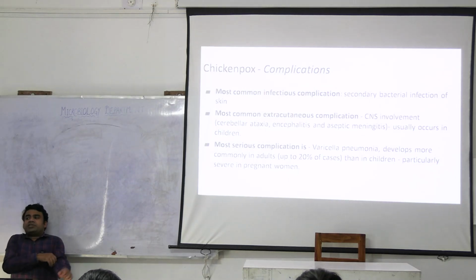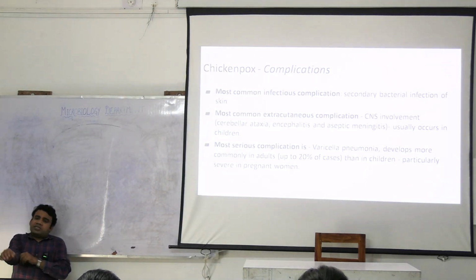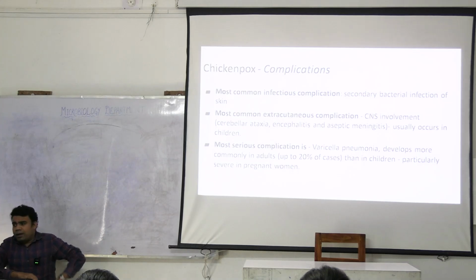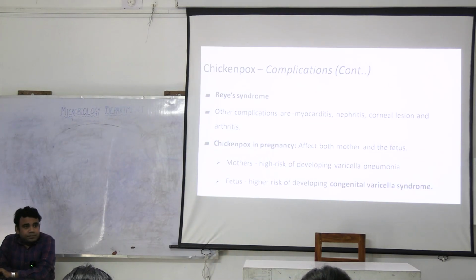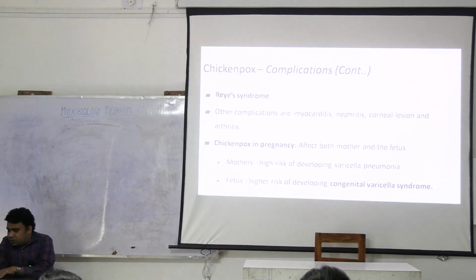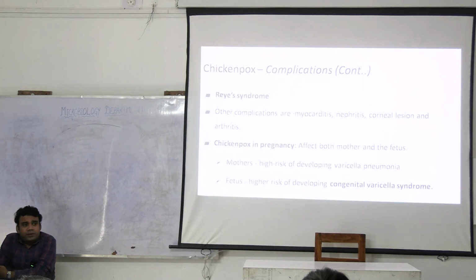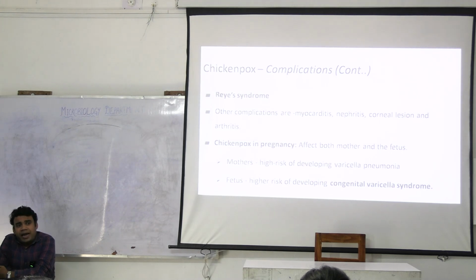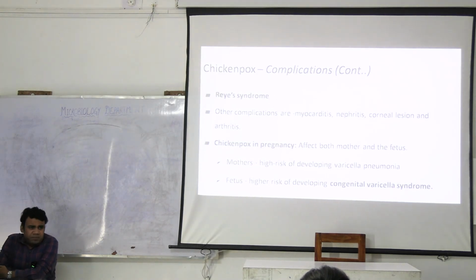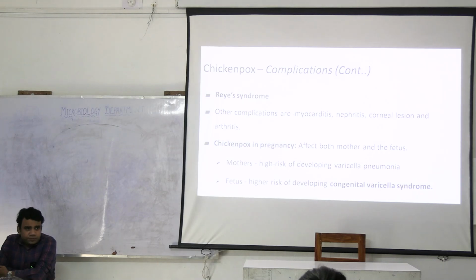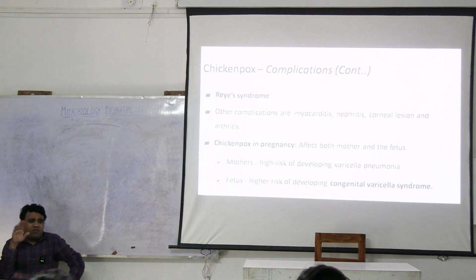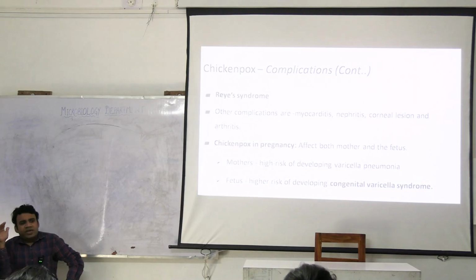Now extracutaneous complications may be CNS involvement, I've already told you, and organ involvement. Now next comes pregnancy. Now this is an interesting feature. Now suppose if the woman has already had the disease before becoming pregnant, what will happen? She will produce antibodies, and those antibodies will be transmitted to the child during the period of gestation. So the child will be protected from the virus up to 6 months of age.